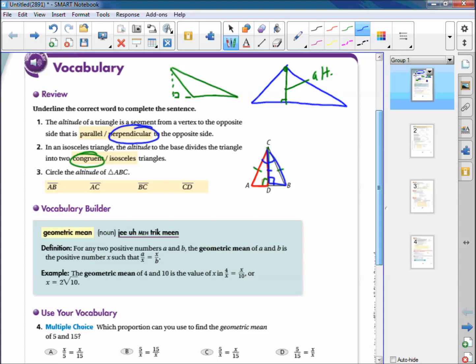All right, so circle the altitude of triangle ABC. So we had triangle ABC, and they drew in the altitude here, and the altitude was CD.